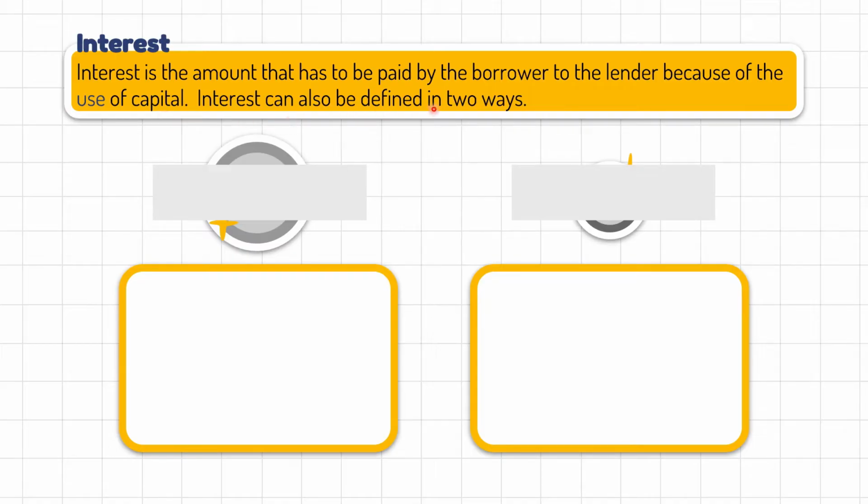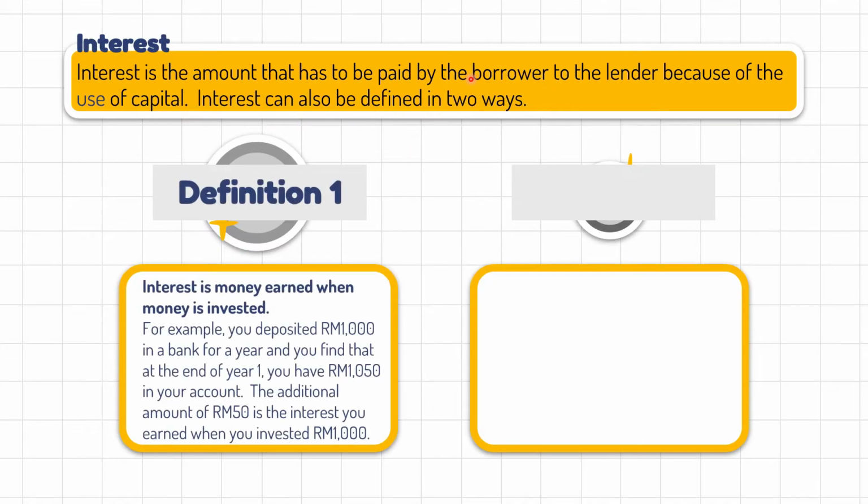Interest can also be defined in 2 ways. Let's look at definition number 1. Interest is money earned when money is invested. For example, you deposited RM1,000 in a bank for a year, and you find that at the end of year 1, you have 1,050 ringgit in your account. The additional amount of 50 ringgit is the interest you earn when you invested 1,000 ringgit.